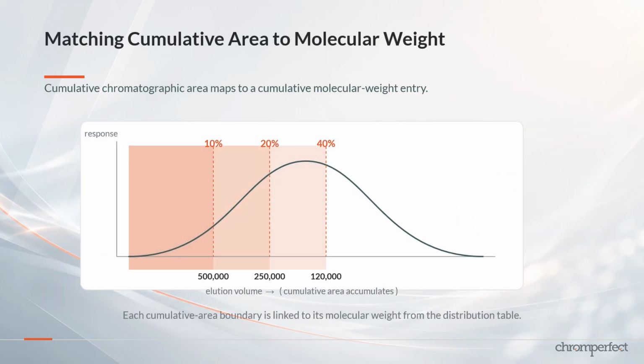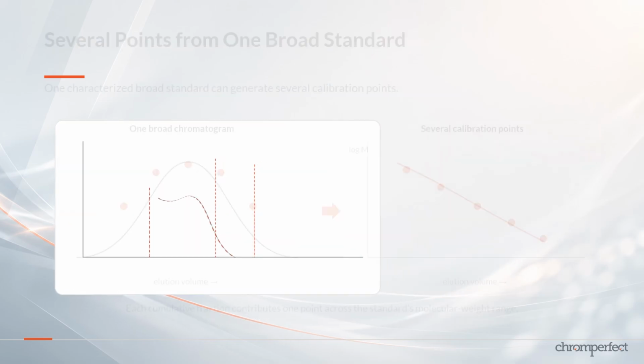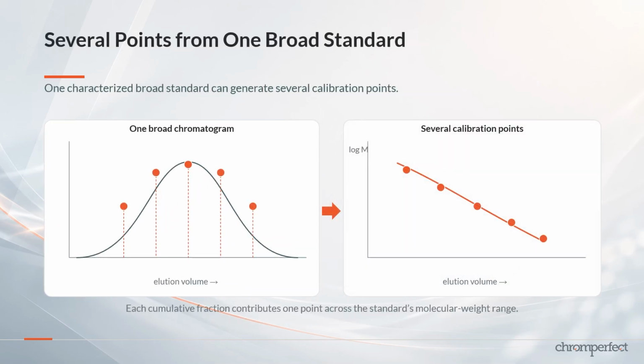To calibrate a column using the integral method, the broad standard is analyzed under the conditions to be calibrated. The detector response is integrated across its elution profile. Chromperfect determines the elution position associated with each cumulative percentage listed in the standard's distribution table. Each cumulative percentage provides a connection between a molecular weight in the table and a time or volume in the chromatogram. Those paired values become the calibration data points.